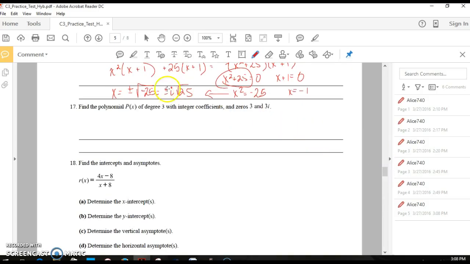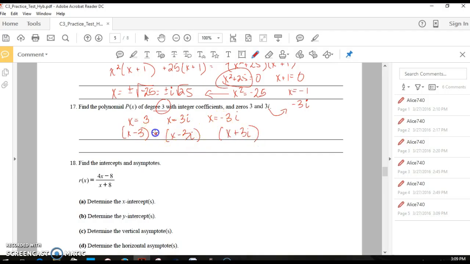Find the polynomial of degree 3 with integer coefficients, and I have zeros of 3 and 3i. We know from the complex conjugate root theorem that if I have 3i, I also have negative 3i. And so those are going to be my 3 roots since I'm talking about degree 3. So x equals 3, x equals 3i, x equals negative 3i, and that came from x minus 3 equal to 0, x minus 3i equal to 0, and x plus 3i equal to 0.